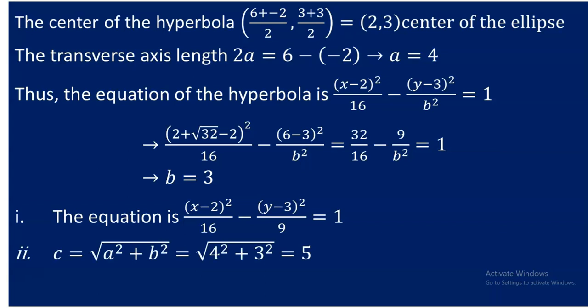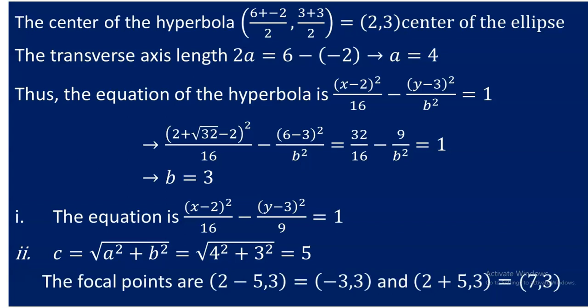C is easily obtained by taking the square root of the sum of the squares of the two, which actually is a square and b square. So a is already obtained, it is 4, so 4 squared plus b is 3, so 3 squared. So this is 16 plus 9, which actually is 25, and radical 25 makes 5. So the value of c is now determined, it is 5.